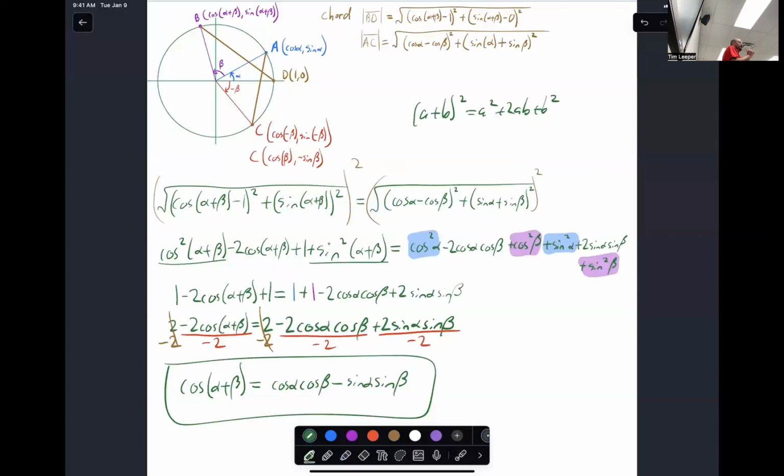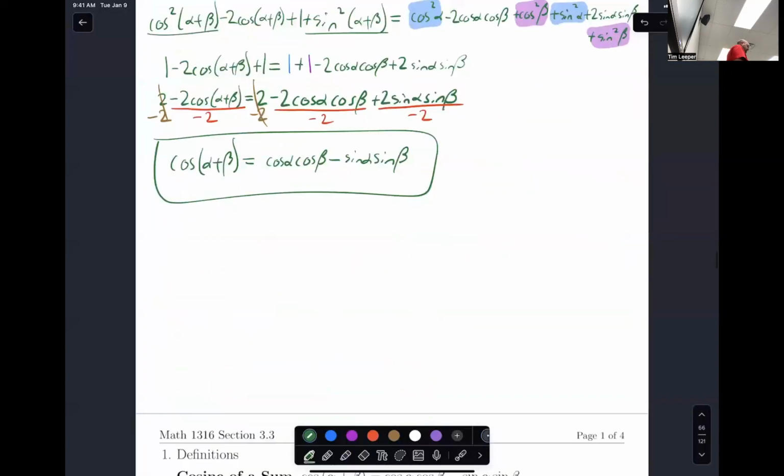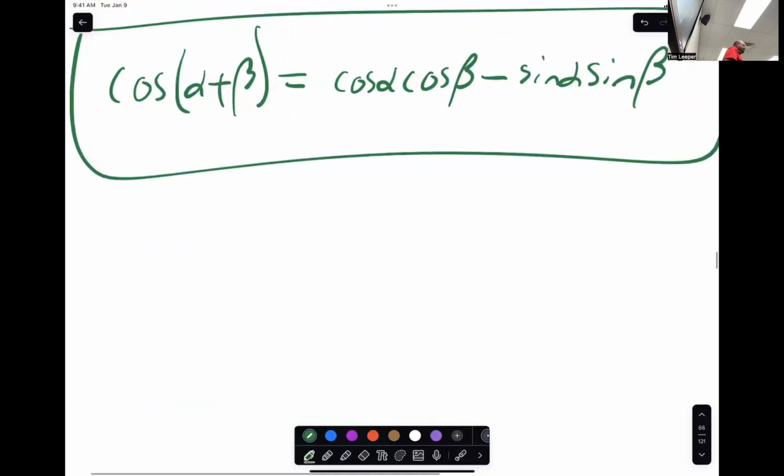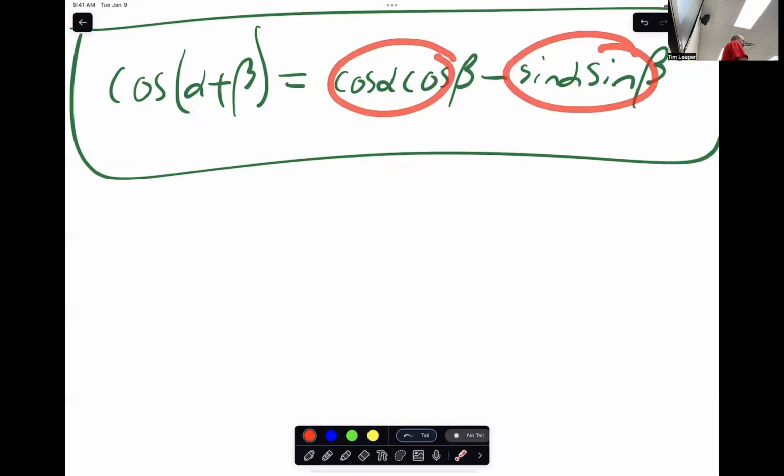Fantastic. This is the cosine of a sum formula. Notice that this is not cosine of alpha plus beta equals cosine alpha plus cosine beta. In other words, we can't distribute the cosine to it. It just doesn't work that way. This is not a linear operator. So, how can we memorize this? Well, first of all, notice that the order stays the same, alpha, beta, alpha, beta, alpha, beta, right? But how can I know cosines and then sines together?